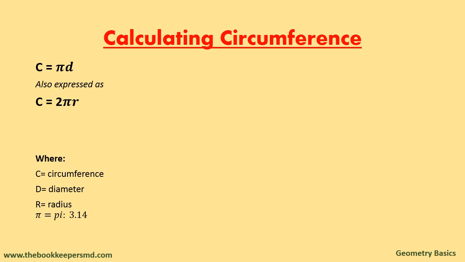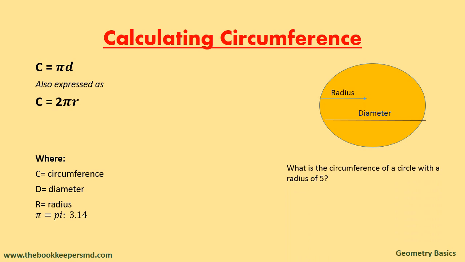And here we have our vocabulary. C is circumference, D is diameter, R is radius, and the pi symbol is pi, which is also 3.14 when used in mathematical calculations. Here's our circle. So here's our radius. Our radius is approximately half of the circle, and our diameter measures the distance from one end of the circle to the next.